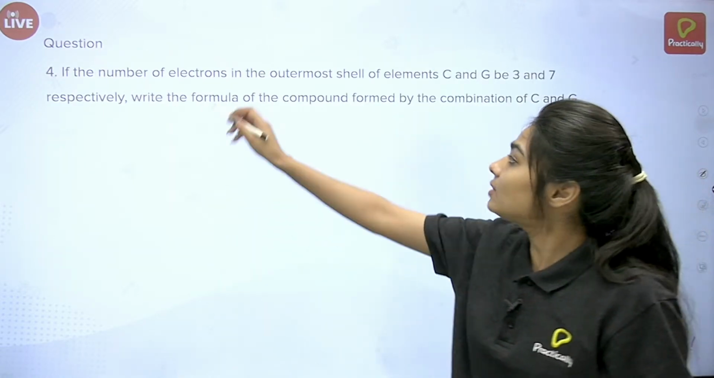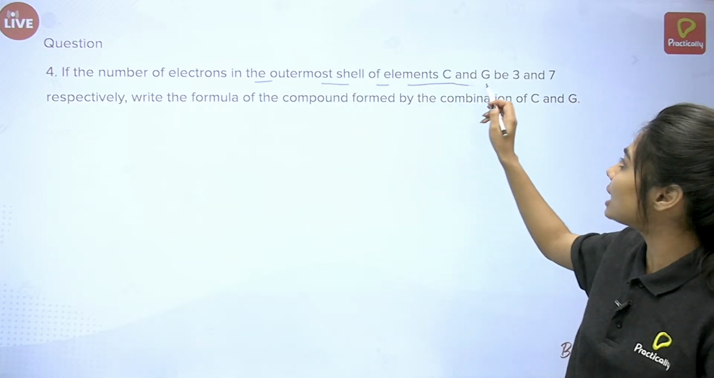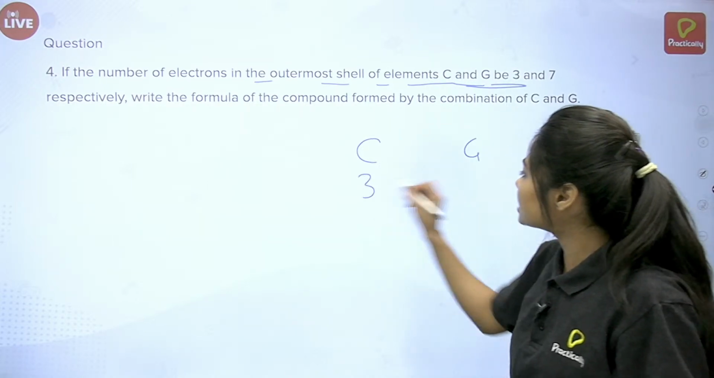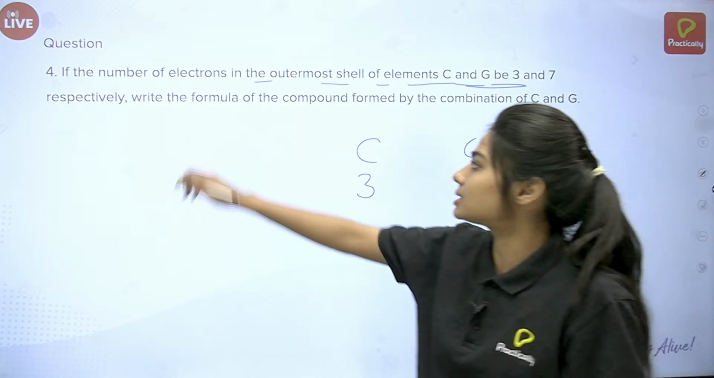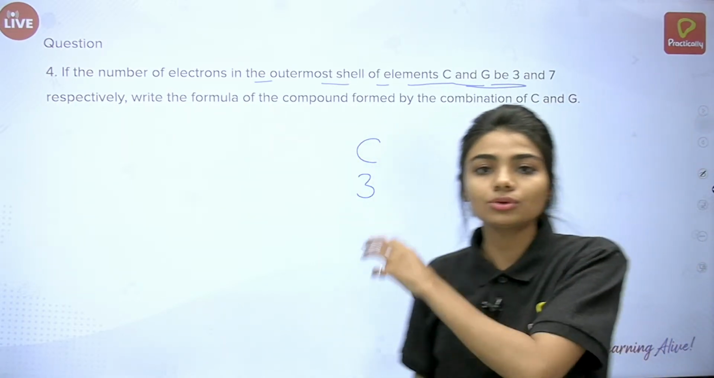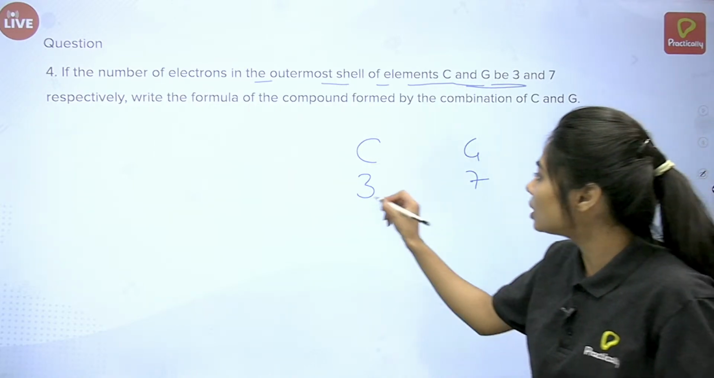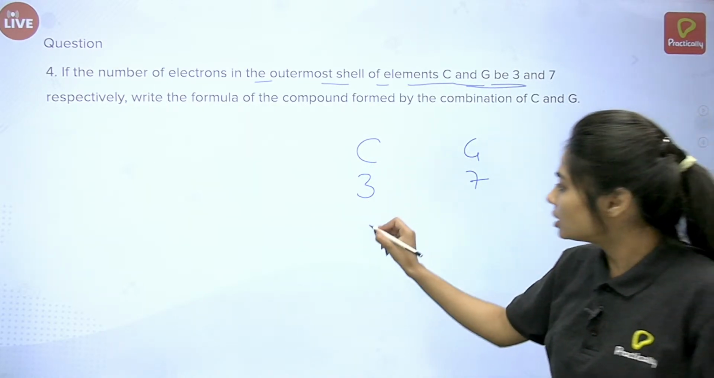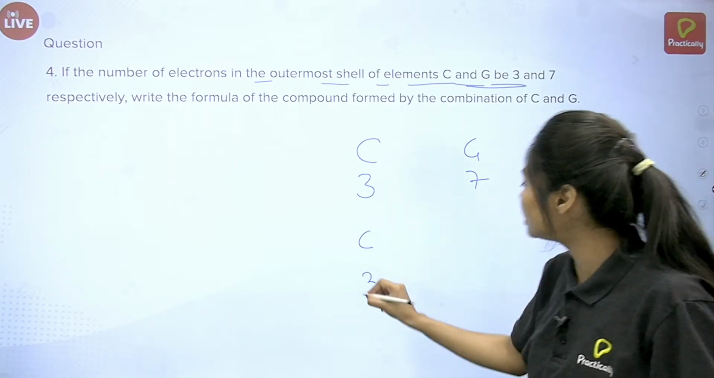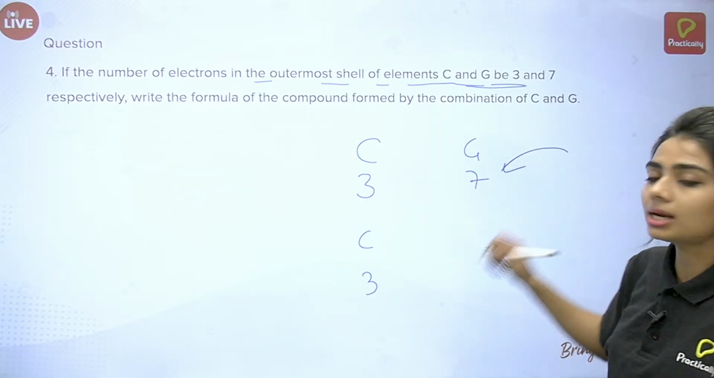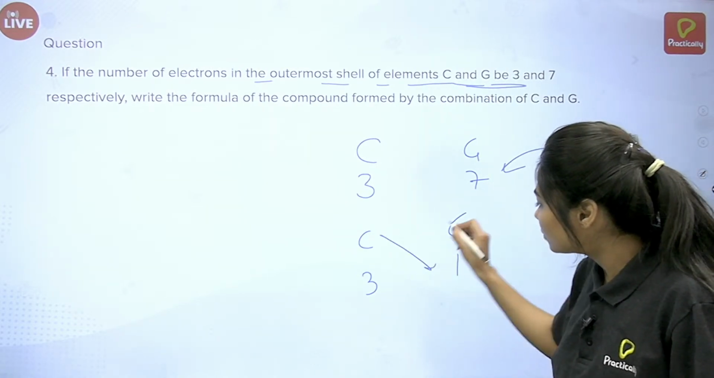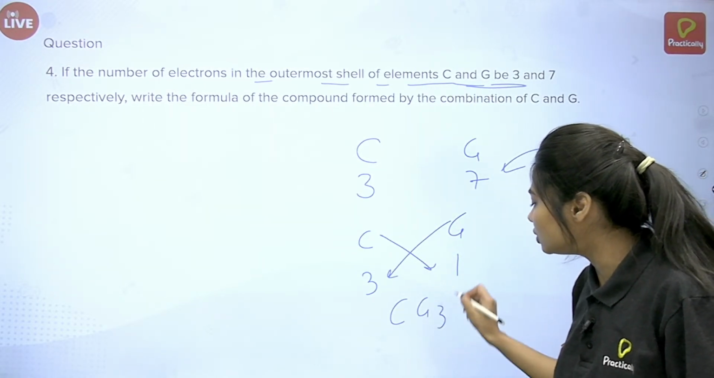Remember this. If the number of electrons in the outermost shell of the elements C and G is 3 and 7, so C has 3 valence electrons and G has 7 valence electrons, write the formula of the compound formed by the combination of C and G. Now you need to write the molecular formula of this compound. C has 3 valence electrons, so it can lose 3 electrons, and that's why the valency is 3. But G can gain 1 electron and become stable, so its valency will be 1. Now you can cross multiply, and you will get CG3.